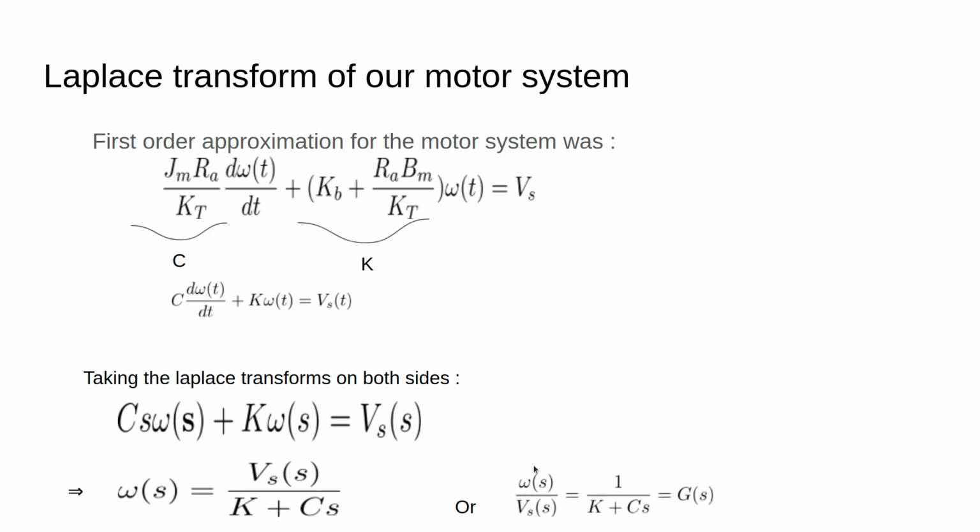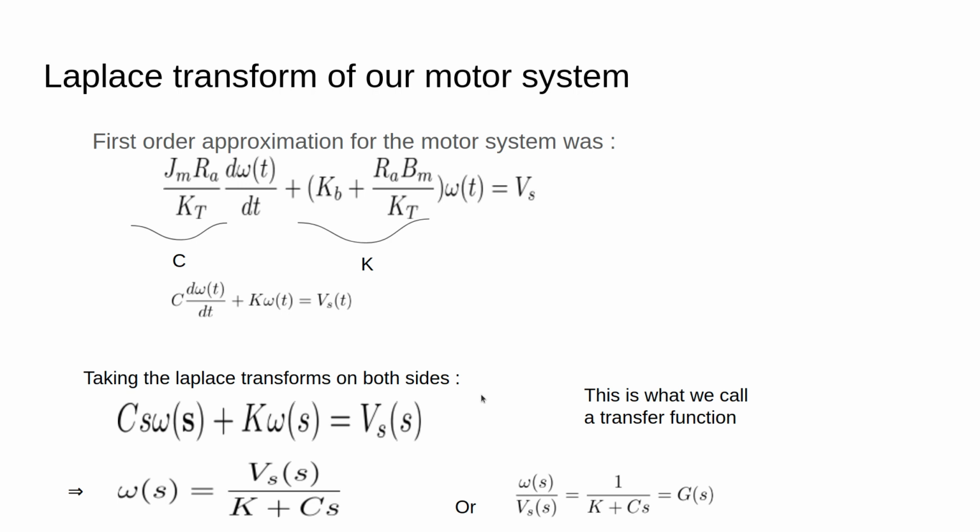So what we have here is a direct function from the input voltage to the output speed, and this is what we call the transfer function, or the plant transfer function. In most of the textbooks on control systems, the transfer function is effectively the ratio of the Laplace transforms of output and input. It's a weird way to put it, but this is how it's done.